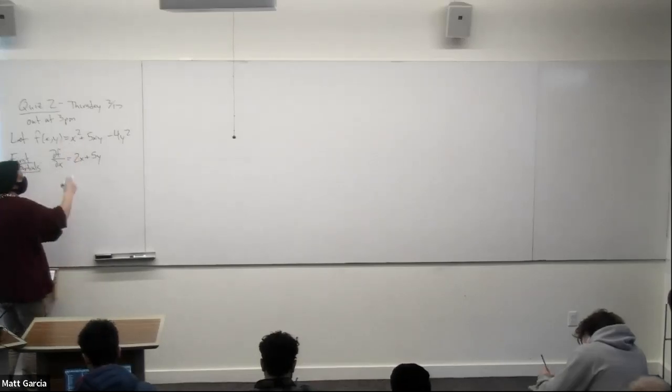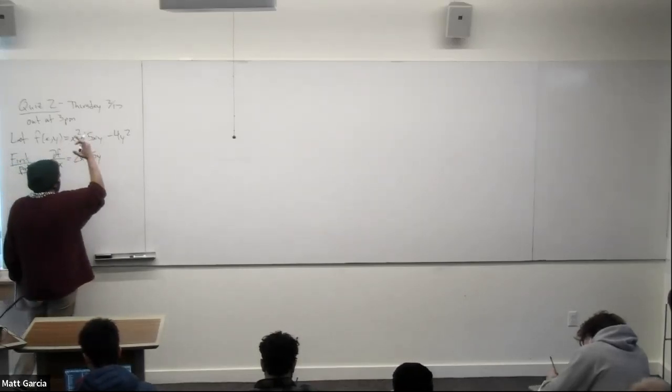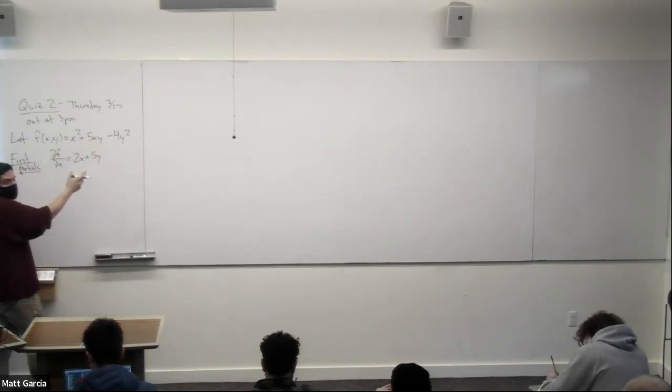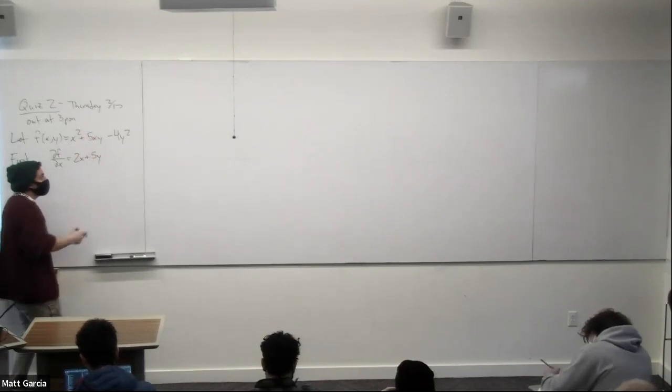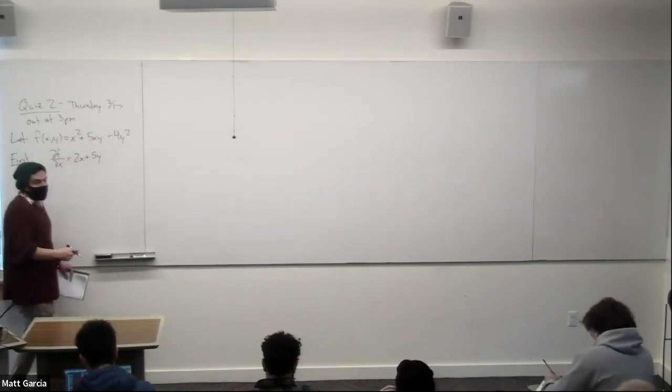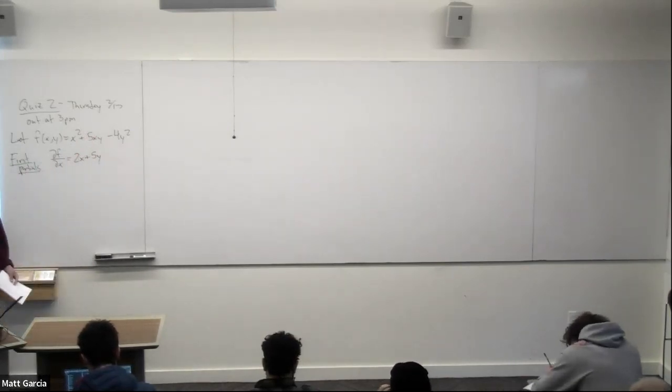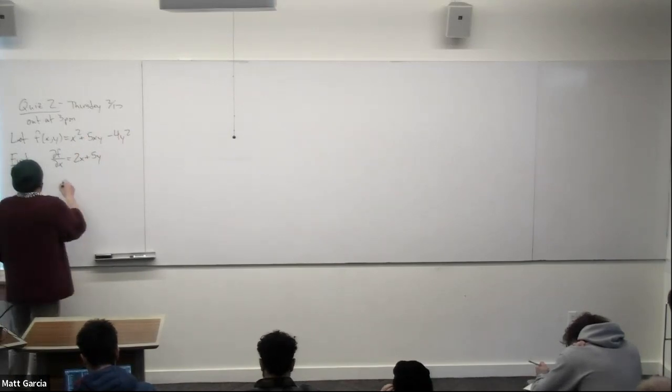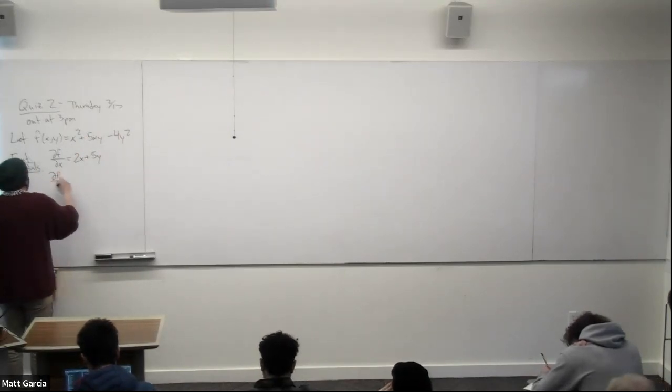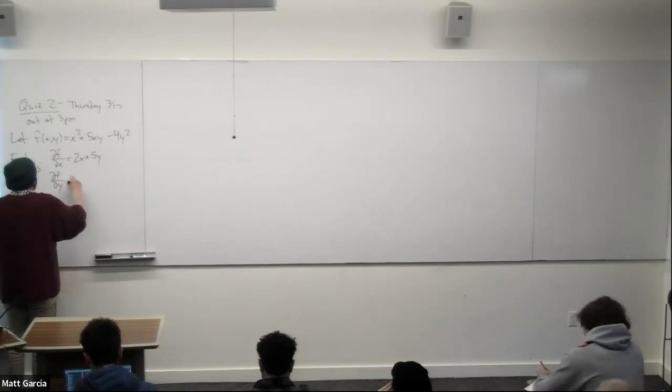Differentiate this with respect to x. Differentiate this with respect to x. Y is a constant, right? So the constant 5y stays, and the derivative of x is 1. Differentiate this with respect to x. Well, there are no x's, so it's just a constant. It goes to 0. Now, how about the partial derivative of f with respect to y?